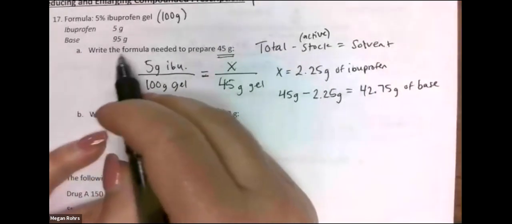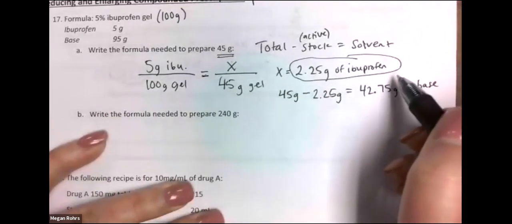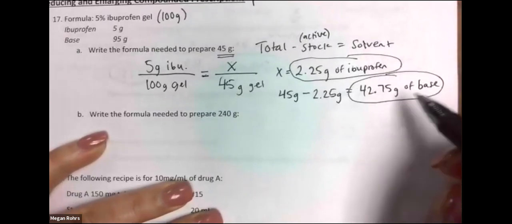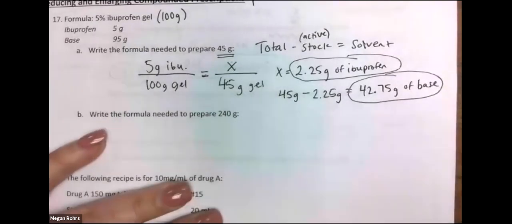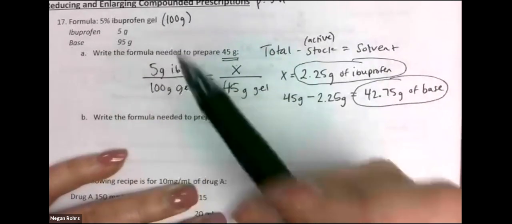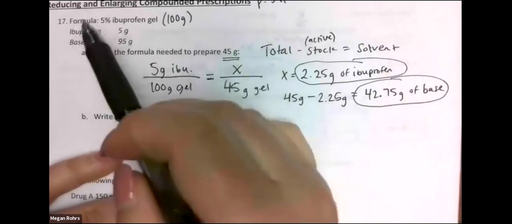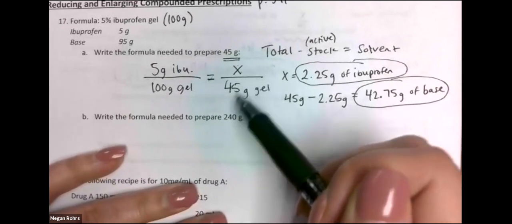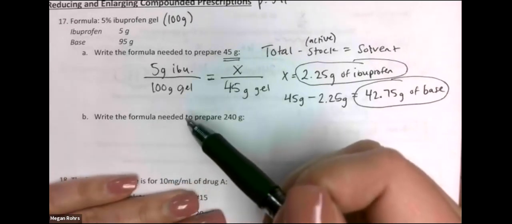So that essentially would be my formula. I would need to add 2.25 grams of ibuprofen to 42.75 grams of base to prepare 45 grams of a gel, okay? And that gel would still be a 5% gel. We're just changing the formula, so making a new quantity, but keeping that percentage strength the same, because we know that this is a 5%, 5 over 100, okay?